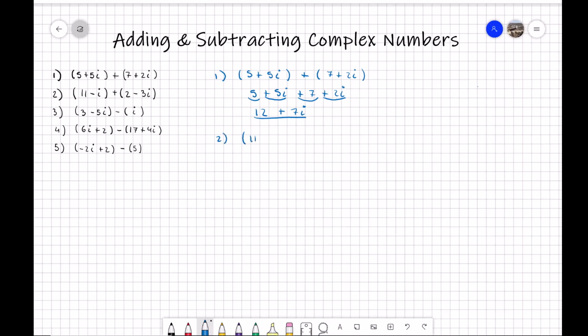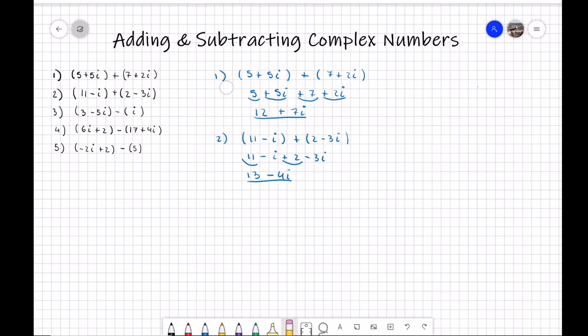So you have (11 - i) plus (2 - 3i). Again, you have to add the real numbers with the real numbers, and the imaginary with the imaginary. So you have 13 - 4i.